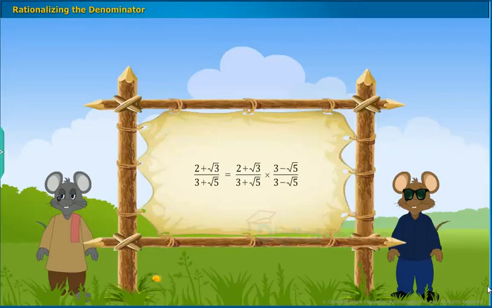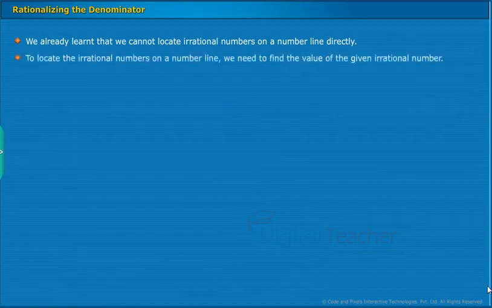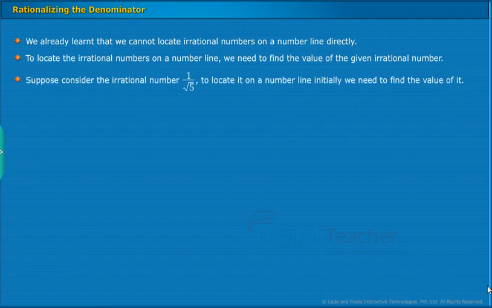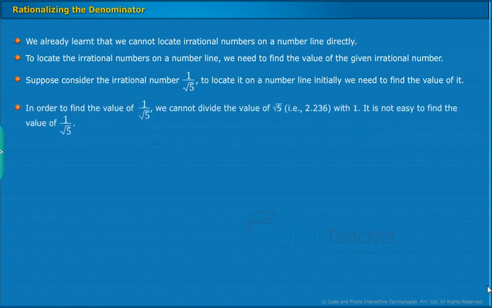Rationalizing the denominator. We already learned that we cannot locate irrational numbers on a number line directly. To locate the irrational numbers on a number line, we need to find the value of the given irrational number. Suppose we consider the irrational number 1 by root 5. To locate it on a number line, initially we need to find the value of it. In order to find the value of 1 by root 5, we cannot divide 1 by the value of root 5, that is 2.236. It is not easy to find the value of 1 by root 5.